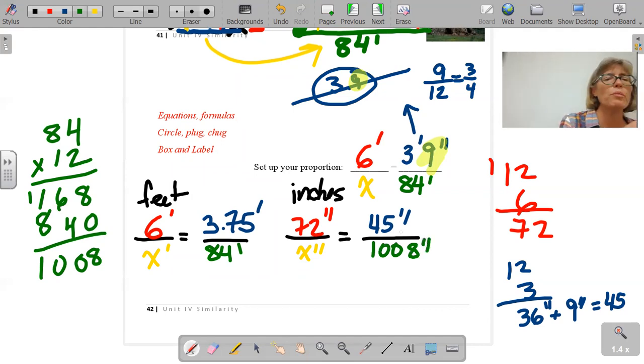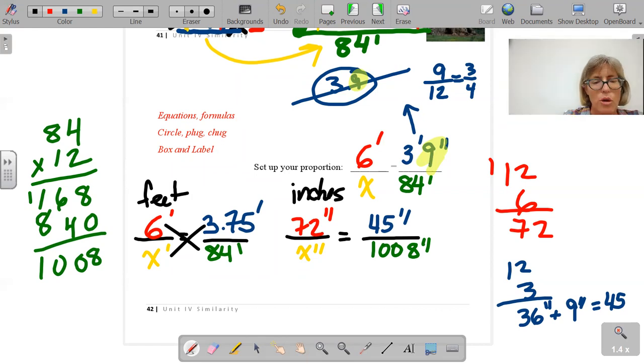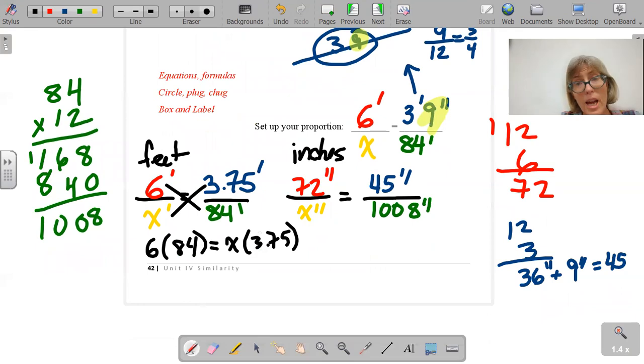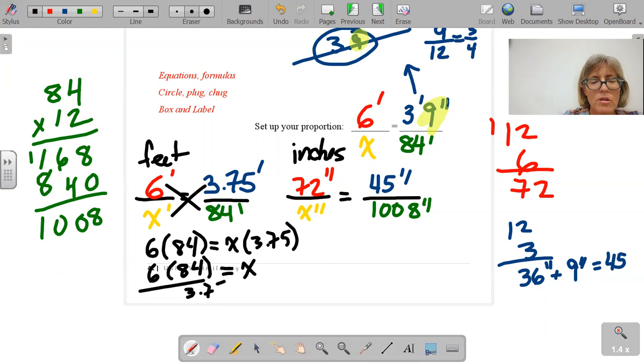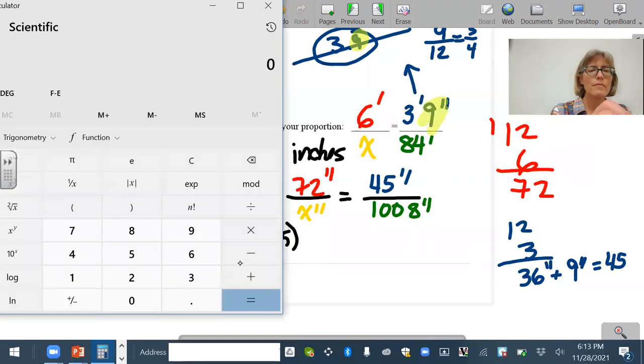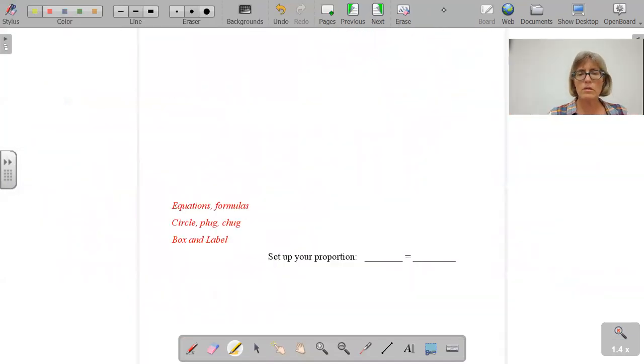Okay, now we cross multiply. We'll do both. All right, so I want you to get X all by its lonesome, then you can grab your calculators if you choose to. So this is going to be 6 times 84 equals X times 3.75. So if I were to get X all by its lonesome, I divide by 3.75. So I'm going to have X equals 6 times 84 divided by 3.75. Now that X is by itself, now you can grab your calculators. You can do it in one step.